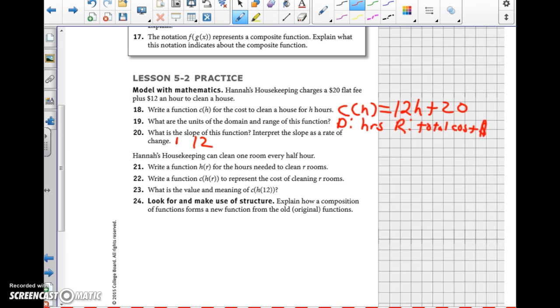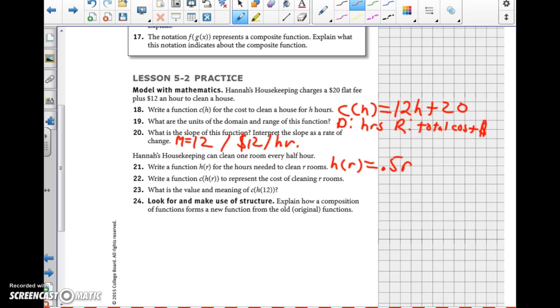All right, so the slope would be 12, right? Okay, so we're going to put M is 12, okay? And then what does that mean? That means $12 per hour is what that means. Okay, so we got that. All right, so the next one's going to become H of R equals 0.5R.